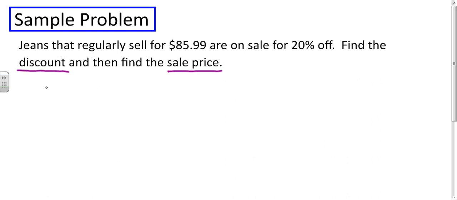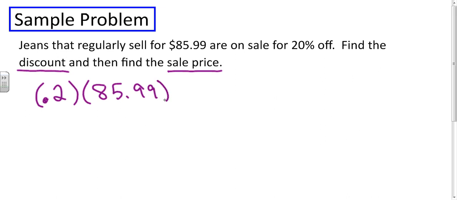So when I'm finding the percent of a number, you can solve it with a proportion or an equation, right? Part equals percent, 20% times the whole, $85.99. And when I multiply these two together, I get $17.198, and since this is a dollar amount, it's going to be $17.20.